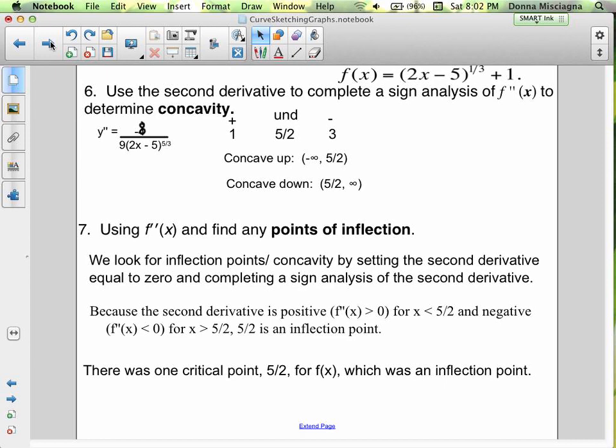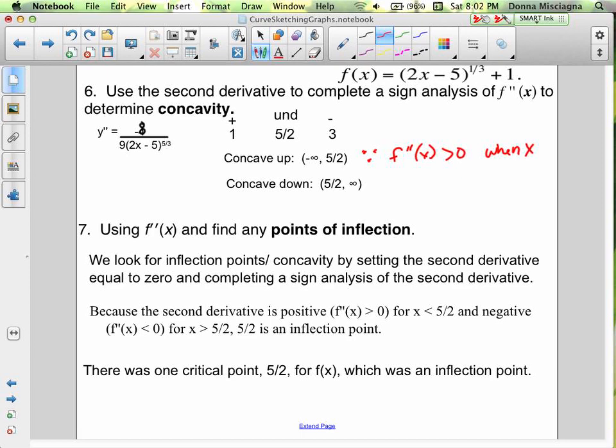Graph is concave up from negative infinity to 5/2 because second derivative is positive. And actually, let's put that in. I don't know if I put that in there? Let's add that in there. And add that to your notes, the f double prime of x is greater than 0 when x is less than 5/2, and concave down from 5/2 to infinity because f double prime of x is less than 0 when x is greater than 5/2.